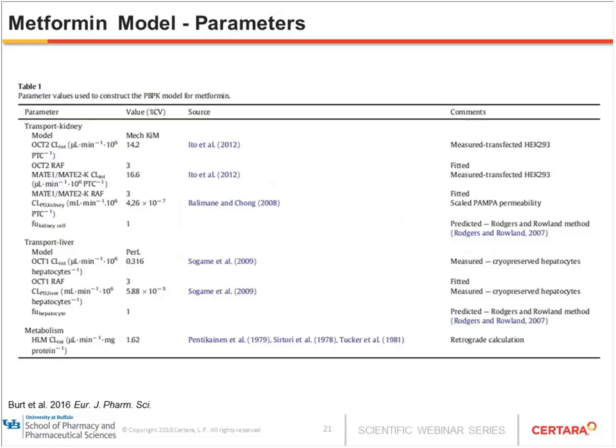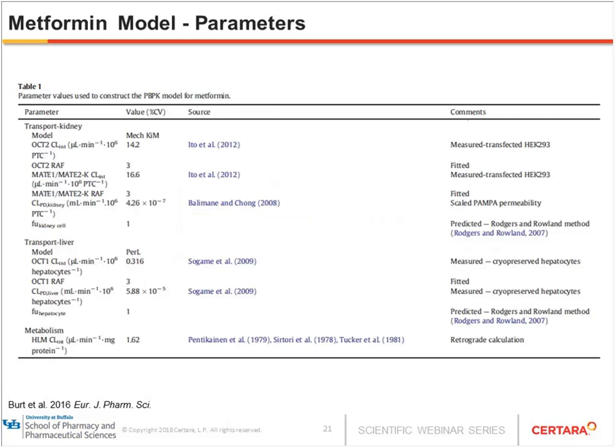If we move on to the transport parameters, we have transport in the kidney listed first. So here are OCT2 and MATE1 and 2K. Transport by MATE1 and MATE2K is handled together in Simcyp. And you'll see that the transport is defined here by an intrinsic clearance and also an RAF. RAF is a relative activity factor, which helps scale. It's a fitted parameter, and it usually helps scale from in vitro to in vivo in Simcyp. And there's also a passive diffusion clearance in the kidney for metformin.